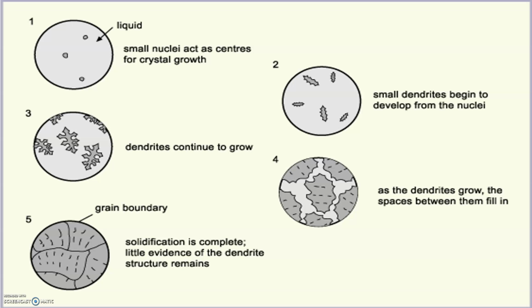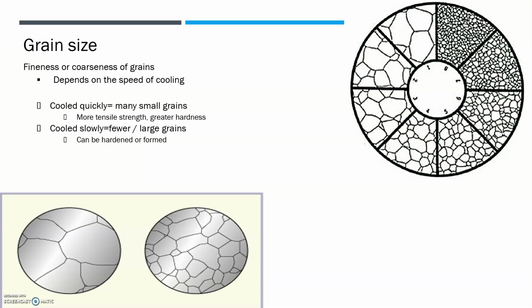Here's an example of the formation of grain boundaries from a liquid to a solid. This shows grain size. The speed of cooling will determine grain size. If metals are cooled quickly, many small grains develop, which create high hardness. If cooling is controlled, fewer, larger grains develop, which makes the metal easier to work with. If you are bending steel that has been cooled quickly, it will not deform easily and will most likely break.